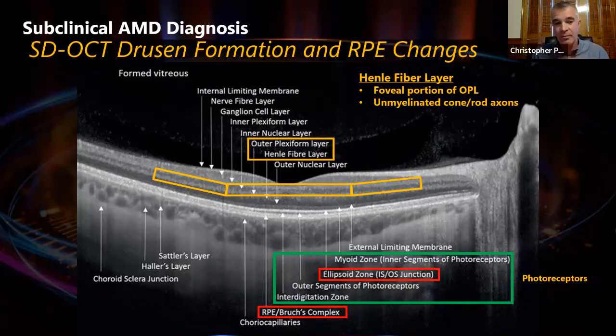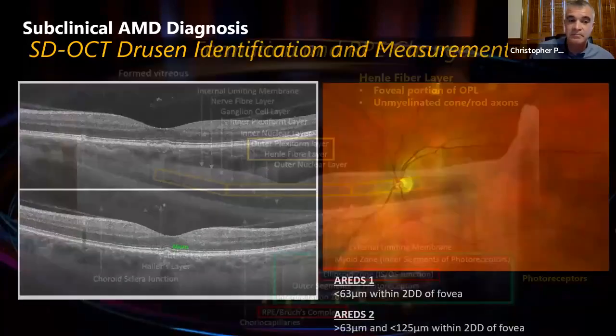And so here we're going to talk a little bit about that green box. Talk about the ellipsoid zone. That's really where the mitochondria for the photoreceptors live. And then we're going to talk about that RPE Bruch's that we've already discussed.